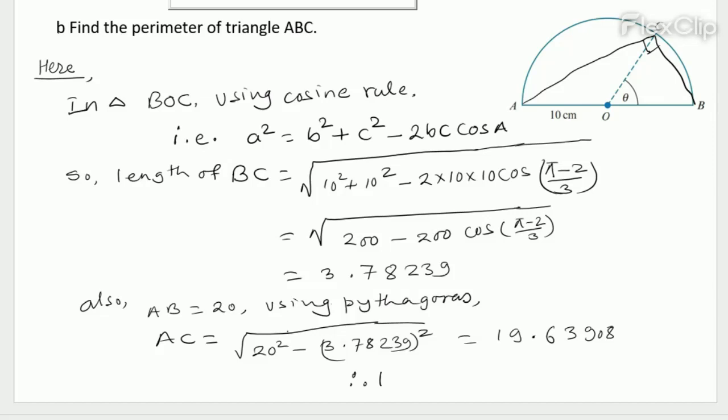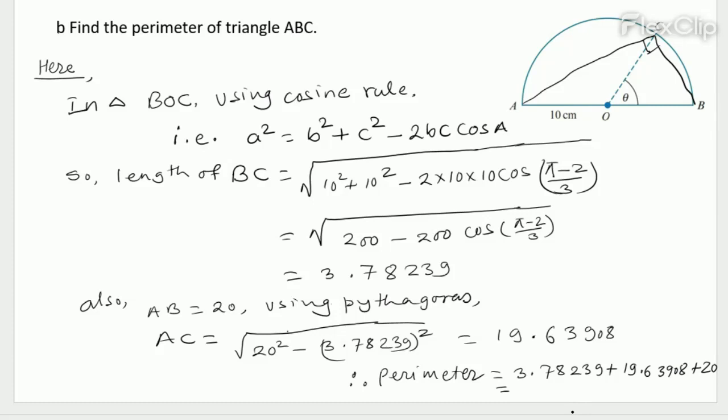Therefore, the perimeter of triangle ABC is 3.78239 plus 19.63908 plus 20, which gives you 43.4 centimeters to three significant figures.